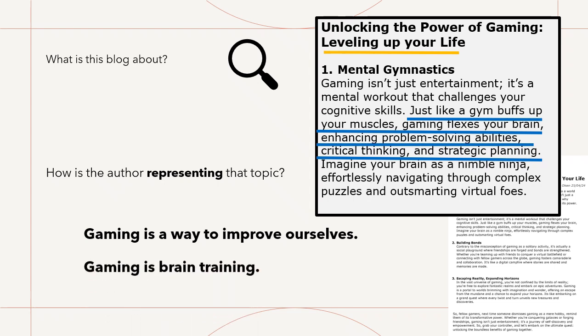And honestly, while we're going to look into text structures, language features, and ideas and opinions in other videos, I think you can already start to see that some of the language choices that the authors are making can actually create these representations and make us understand them a bit stronger. So I'm going to be taking you through those ideas in later videos, but for today, just with representation, this small section of the text already has two ways that gaming is represented. Gaming is a way to improve ourselves, and gaming is brain training.